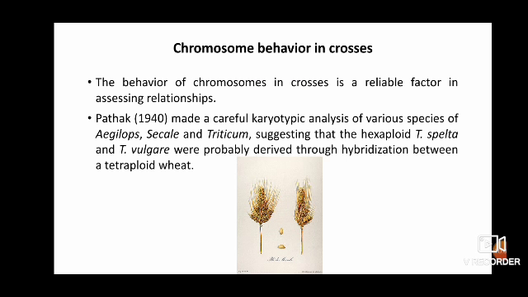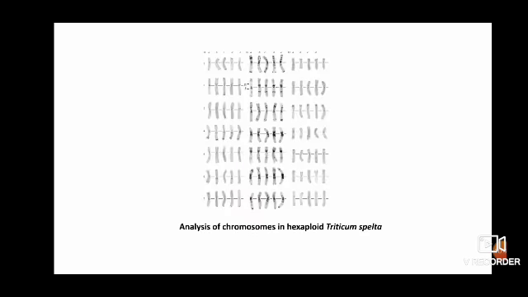Next, coming to the chromosome behavior in crosses. The behavior of chromosomes in crosses is a reliable factor in assessing relationships. Pathak in 1940 made a careful karyotypic analysis of various species of Aegilops, Secale and Triticum, suggesting that the hexaploid Triticum spelta and Triticum vulgare were probably derived through hybridization between a tetraploid wheat. This is the chromosomes of the hexaploid Triticum spelta.